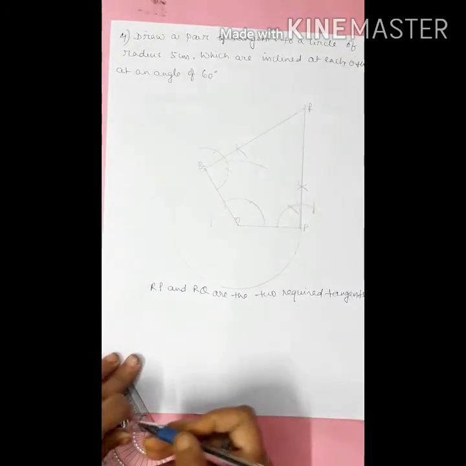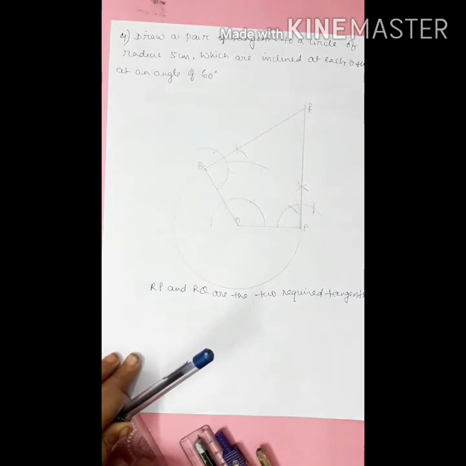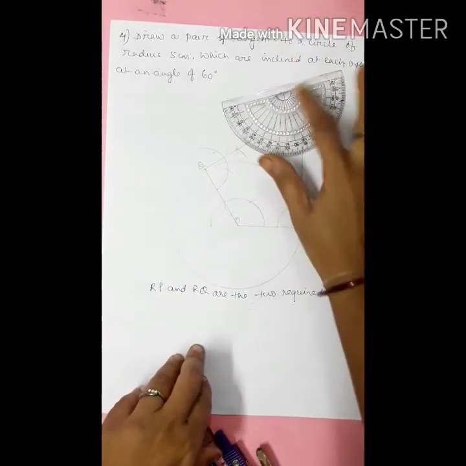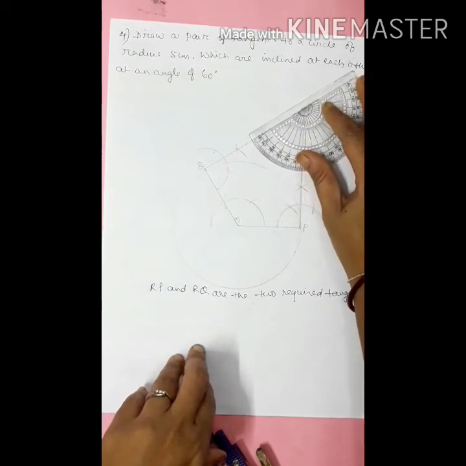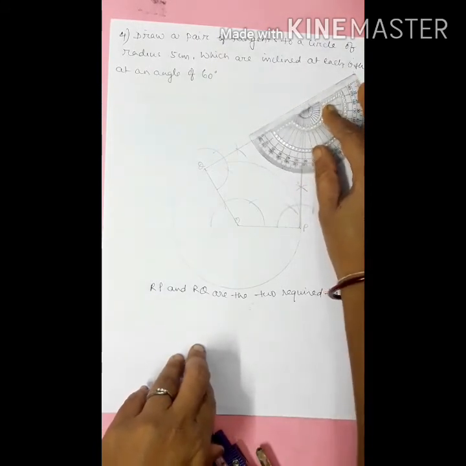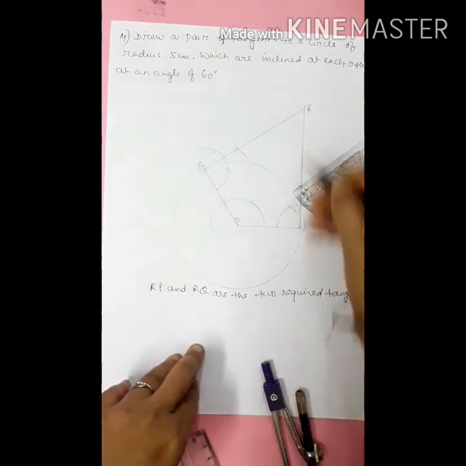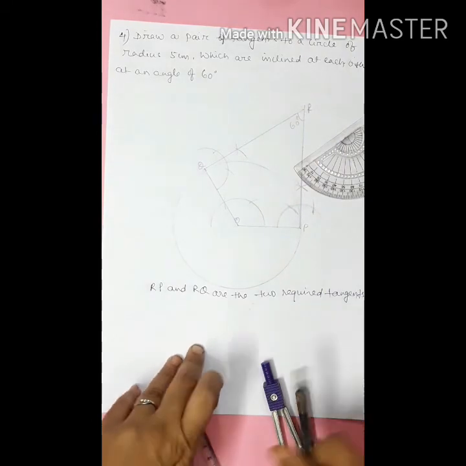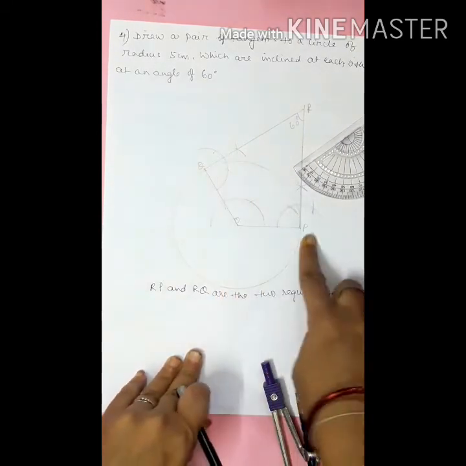Okay, now we have to do the justification. This is 90 degree. So whether this is 60 degree or not, we have to check this one. Okay, this is exactly 60 degree. So two tangents are inclined at an angle of 60 degree. It is also 90 degree and it is also 90 degree. Justify your answer.